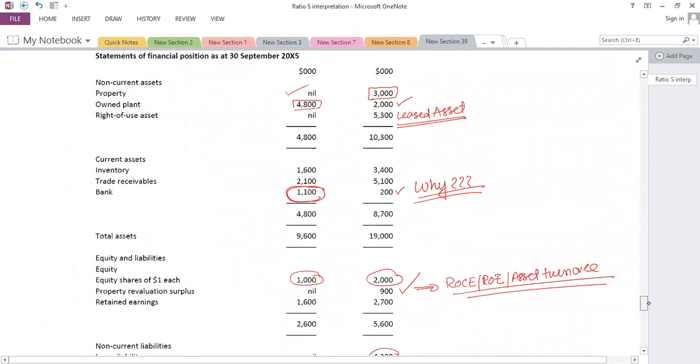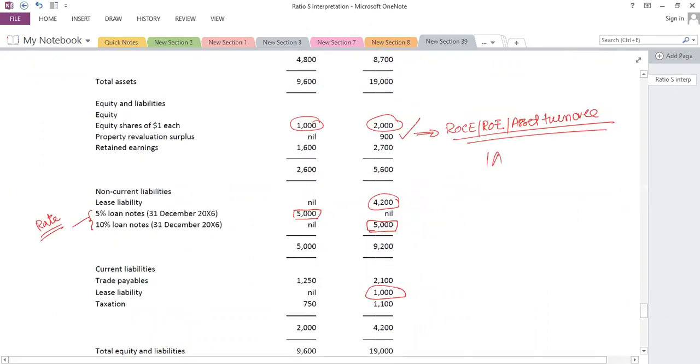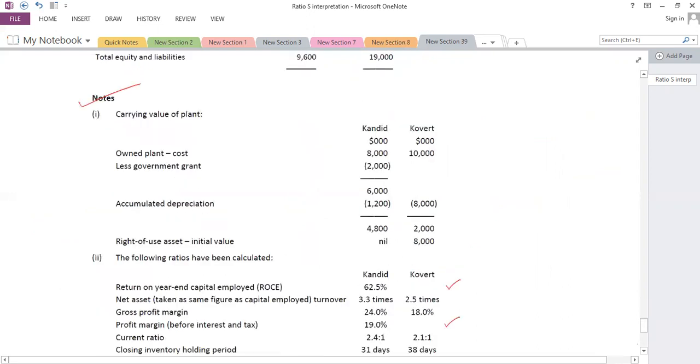There is no government grant in the liability side. Why? Because under IAS 20, we studied that if you receive a grant related to an asset, there are two treatments. One is the deduction approach and the other is the deferred income approach. If there is a deferred income approach, that will be reflected in your non-current liability and current liability. And if there is a deduction approach, it will affect your asset side. That's why note number 1 has been given, that we have owned plant of 8,000.